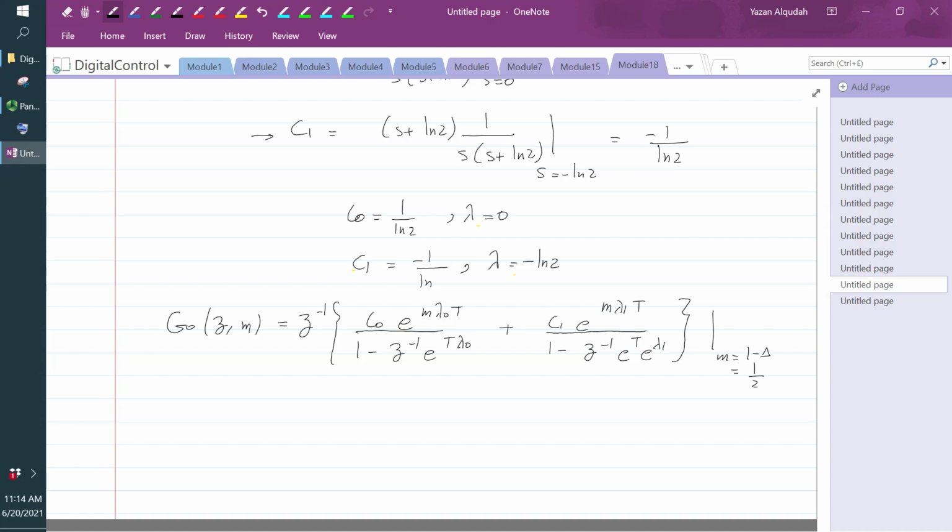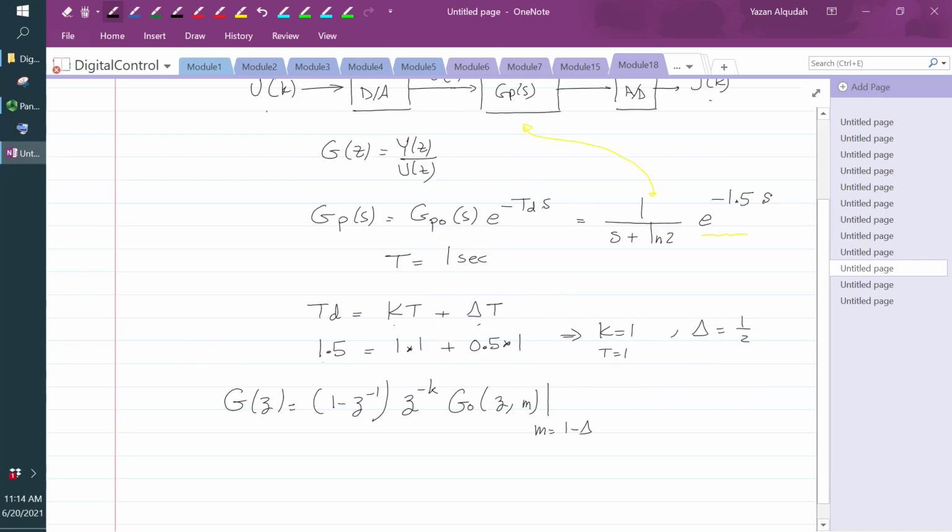And of course this z^(-1) is coming from the fact that k is equal to 1. This k is this k here. I don't want anybody to get confused. This k is this k here.